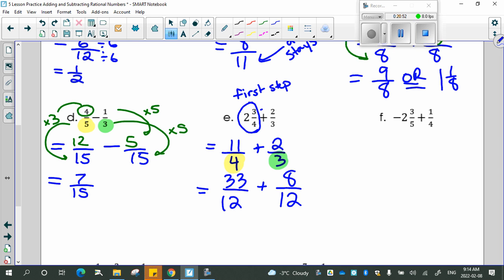How many people got the numerators, the tops, correct? Anyone have a question about the tops? Okay, so 33 twelfths, and then 8 more twelfths is 41 twelfths. And that can't be reduced. You could write it as a mixed number if you want to, so 12, 24, 36. So 3 wholes with 5 left over.